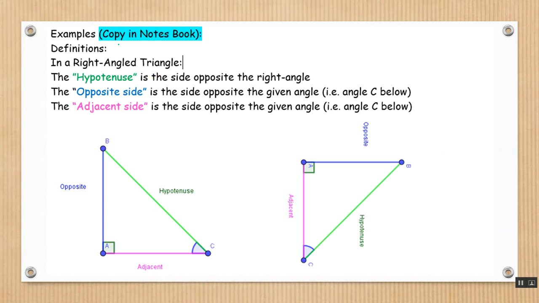So first of all, we are talking about right-angled triangles. So you'll see this symbol here is used to represent a right angle. The hypotenuse, which I've got in green, is the side opposite the right angle. So think about the right angle, and it's the side opposite that right angle. And the name that we give to that is the hypotenuse. You might like to research why it's called that. I'm not going to talk about it in this video.